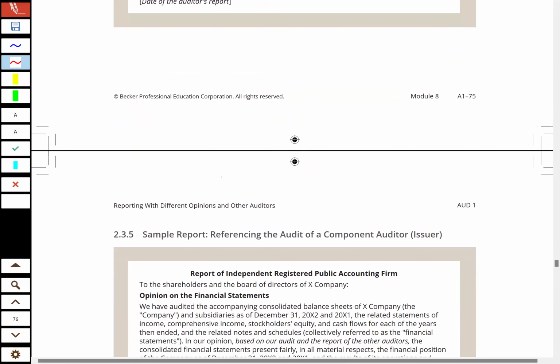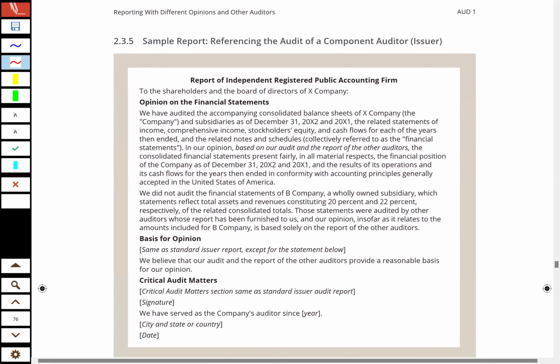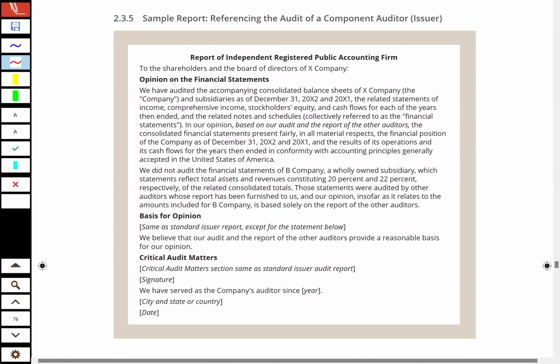If it is a public company, again, you come in and you say, in our opinion, based on our audit and the report of other auditors, and there's the paragraph in which you call out the details of what they audited, the 20%, all that. And then in the basis for opinion, you tweak that a little bit to say, we believe that our audit and the report of the other auditors. So you do that there for the public companies.